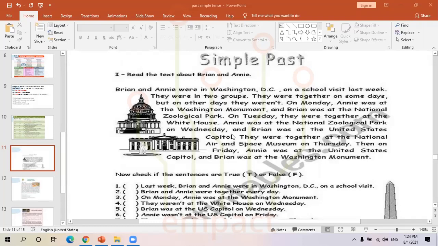Hi, Ahmed. Annie was at the National Zoological Park on Wednesday. And Brian was at the United States Capitol. They were together at the National Air and Space Museum on Thursday. On Friday, Annie was at the United States Capitol. And Brian was at the Washington Monument.